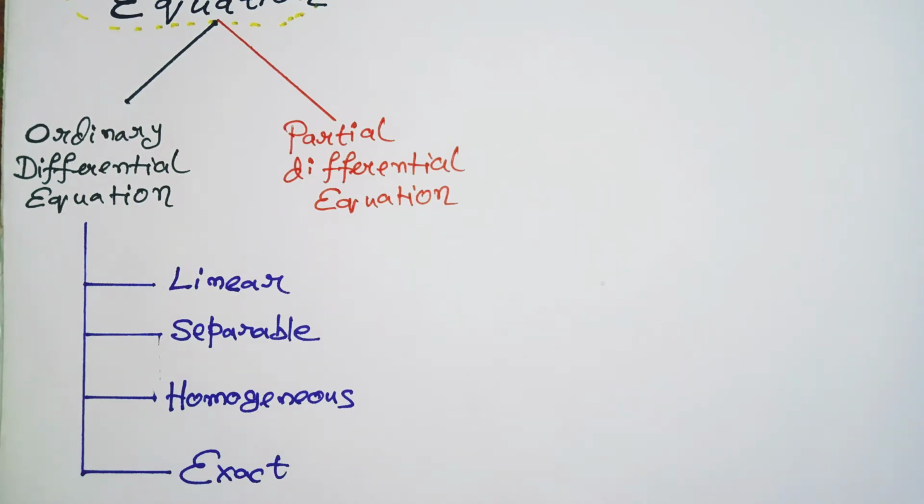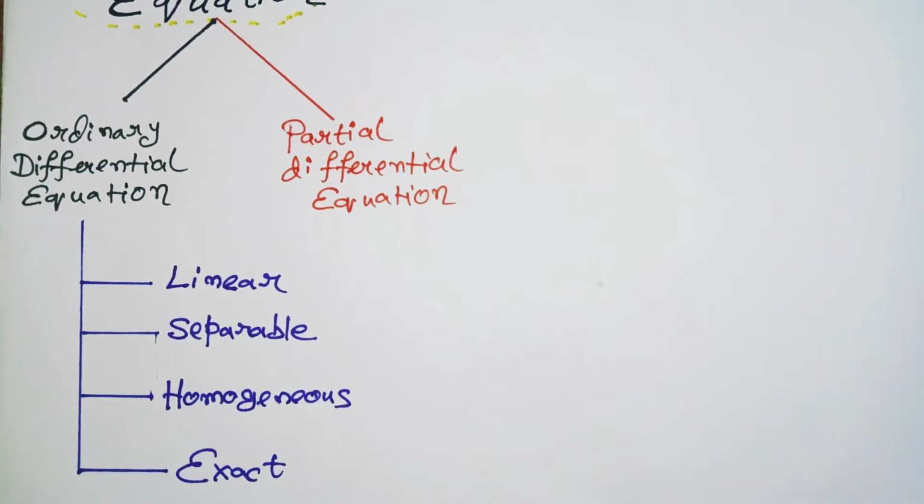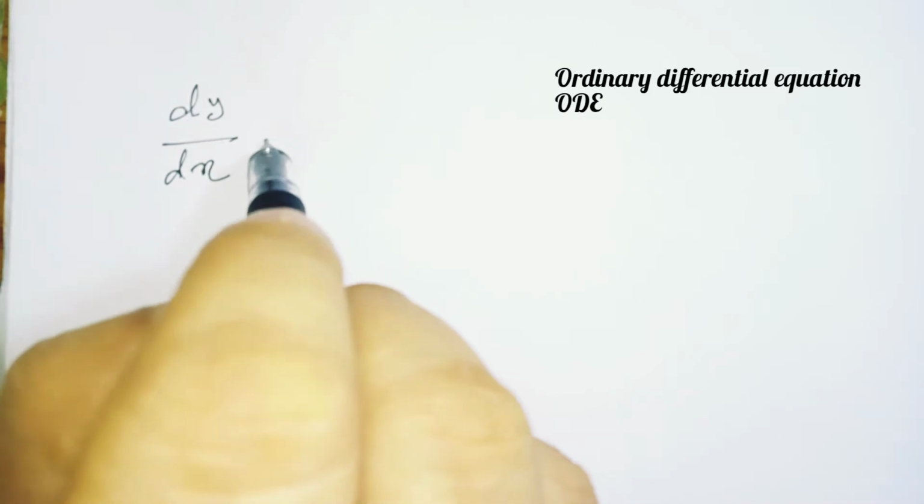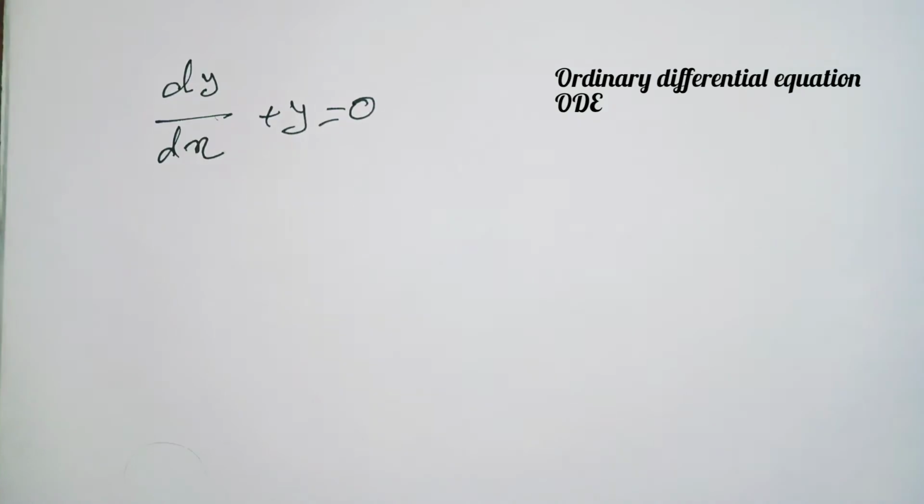Now, if I wanted to show you what a differential equation is, we can just note that an equation where a derivative is involved is called a differential equation. So I'll give you a very simple example of an ordinary differential equation, how it looks. I can write dy by dx plus y equals 0. So this is a very ordinary differential equation. ODE we generally call it.